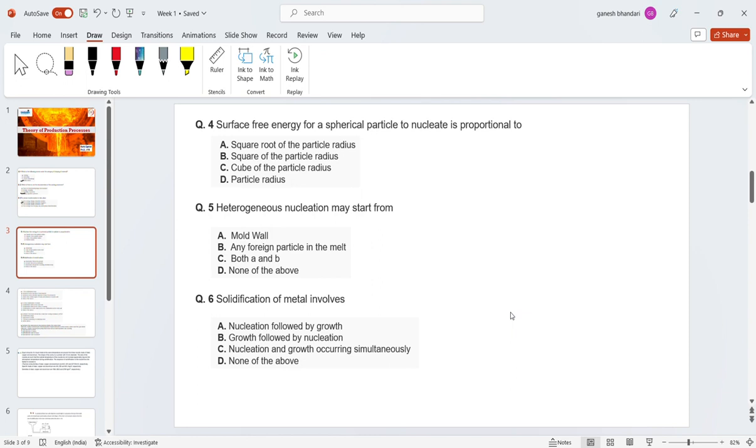Because the Young-Dupré equation is itself a correlation between the surface tensions of different interfaces, like solid and gaseous, liquid and gaseous, and solid and liquid, which is controlled by the contact angle between the liquid, gas and solid. When you go through that relation, you will understand more.